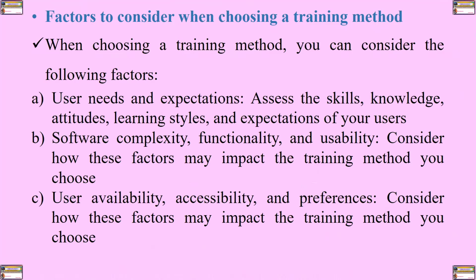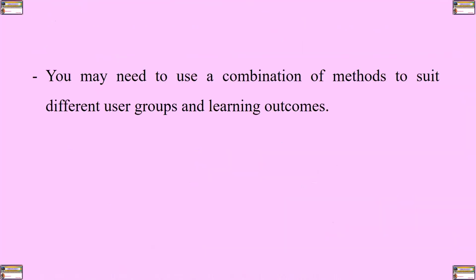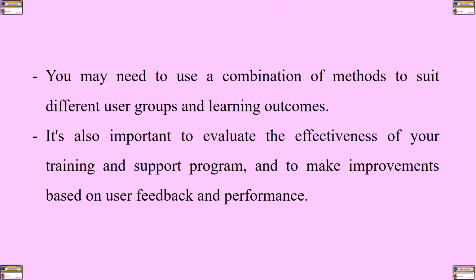User availability, accessibility, and preferences. Consider how these factors may impact the training method you choose. You may need to use a combination of methods to suit different user groups and learning outcomes. It's also important to evaluate the effectiveness of your training and support program and to make improvements based on user feedback and performance.